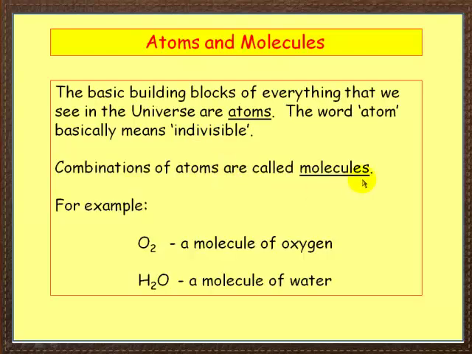We call combinations of atoms molecules. So for example here we've got two atoms of oxygen that combine together to form a molecule of oxygen. Here we've got two atoms of hydrogen and an atom of oxygen, and these are combined together to form a molecule of water. Okay, so those are molecules. Let's look now at the difference between elements, mixtures and compounds.